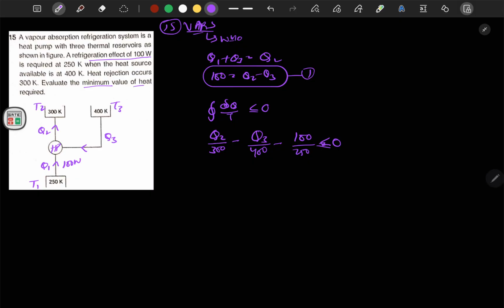Okay, so the minimum value of heat required is asked, the value of Q3. That is our heat supplied, and this is our heat required inside a heat pump. I think you guessed it. It is mentioned that a refrigeration effect of 100 kilo is required when the heat source, the heat according to this.